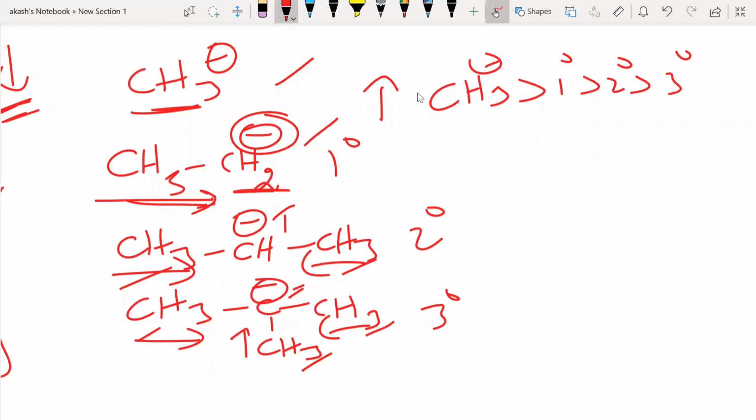Because tertiary has three electron donating groups increasing the negative charge on carbon, it has the maximum amount of charge. So that is the least stable. Obviously, you can understand it is exactly opposite of the order for carbocations. Right? Fine.